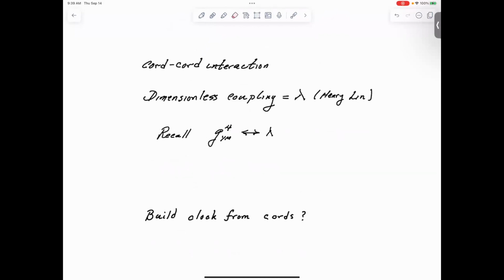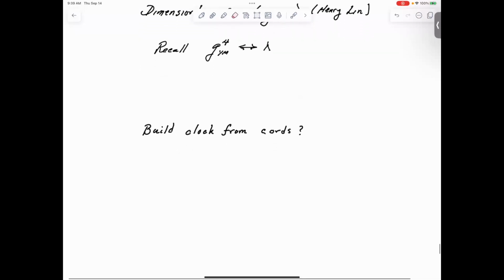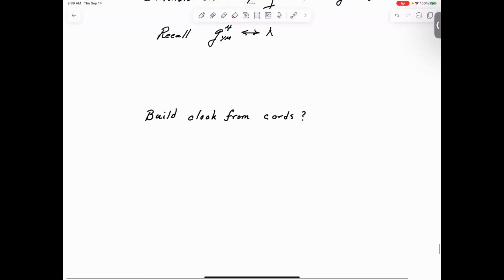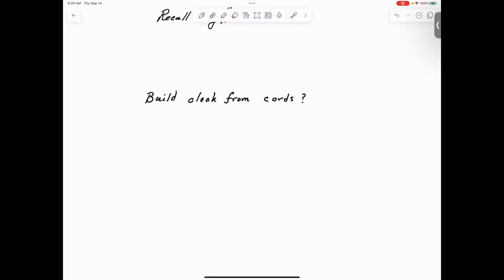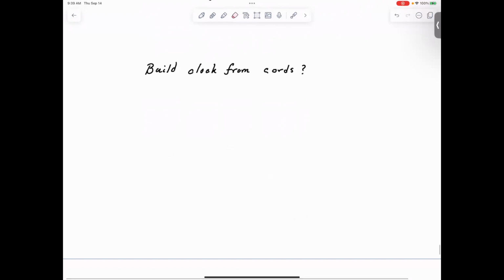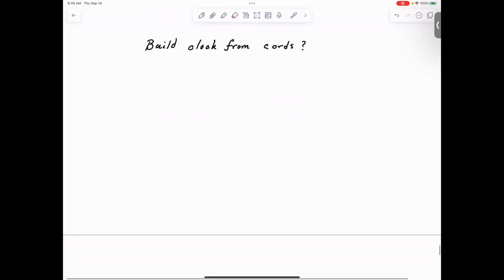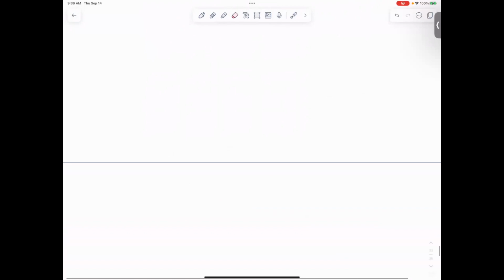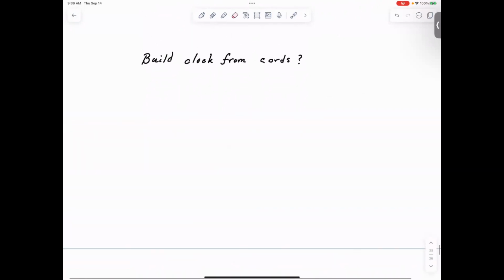Why do I bring this up? Because if we are ultimately forced to think about clocks in order to reproduce the semi-classical limit, then in this theory the natural thing to do is to build clocks out of chords. I don't know how to do that yet. I'm not even going to try to convince you that that's something likely to work out. I'll just leave it at that. That's about all I had to say, which was a lot.